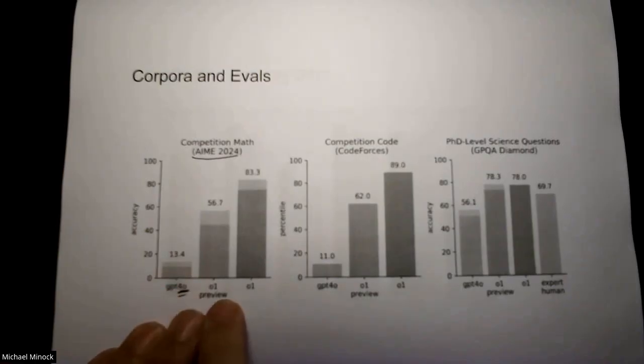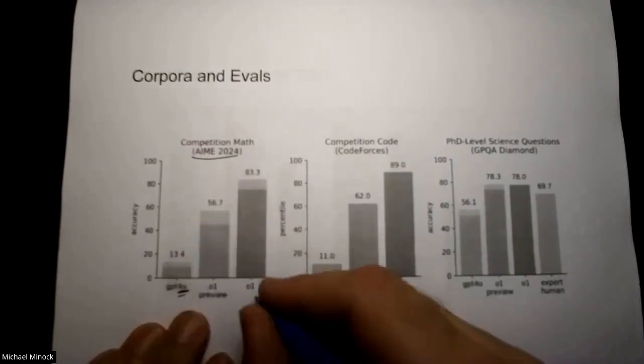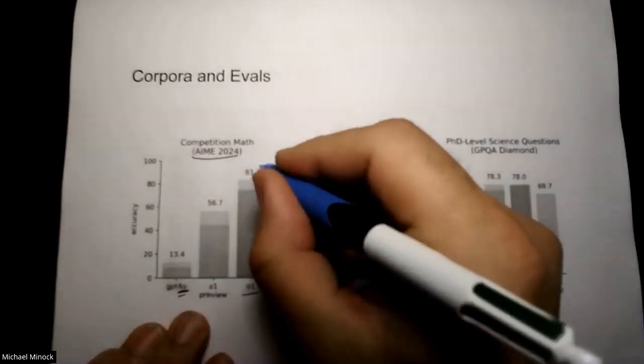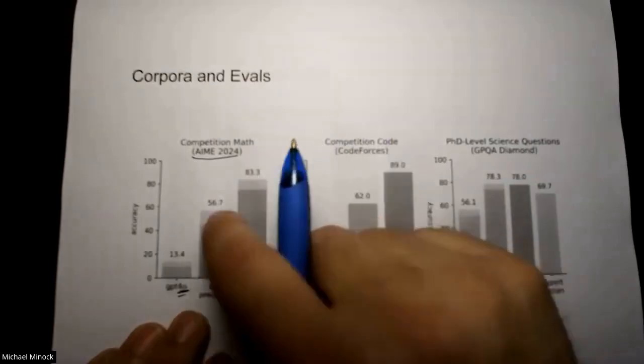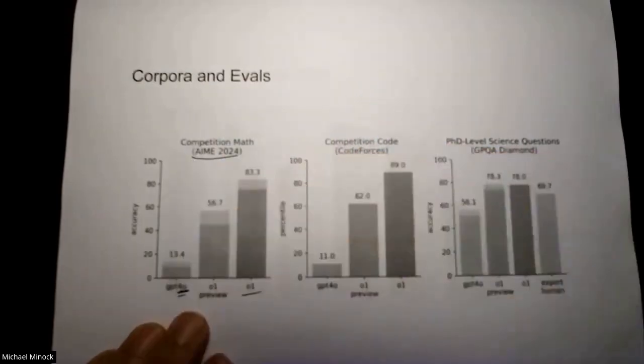But when they take O1 preview using these reinforcement techniques, then actually they are able to boost their scores up to 56.7. And then when they release the actual O1, it got up to 83.3. So there was probably a lot of fiddling here to bring it up even further. So these are kind of interesting.